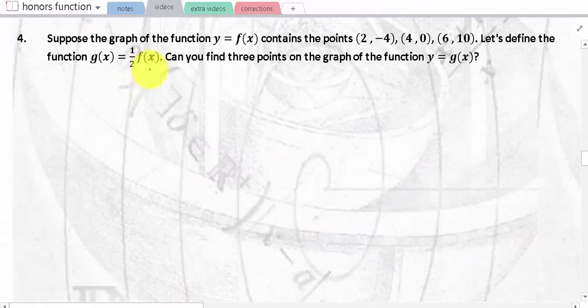Okay, now the 1/2 is no longer acting on the x, but it's acting on the f of x in this example. So again, let's quickly make a plot of what's going on.